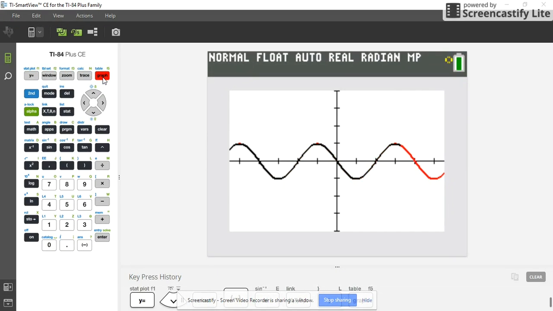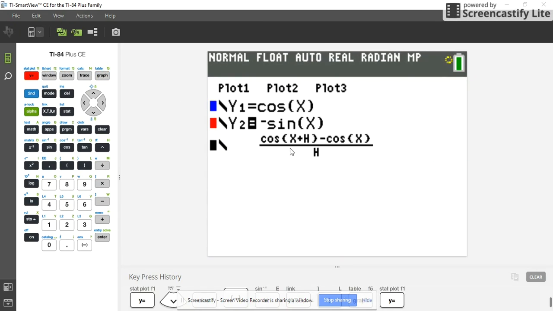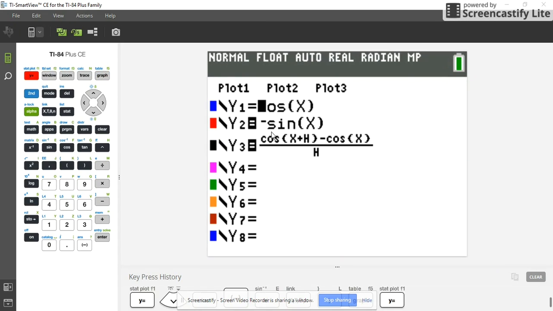So what this means is that the derivative of cosine, which is in black, is equal to the opposite of sine, which was the graph in red and still is. It's just been covered up because the two graphs are one and the same. So going back here, y2, your opposite of sine x, that is your derivative of cosine.